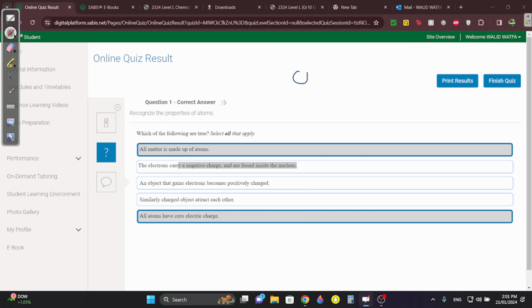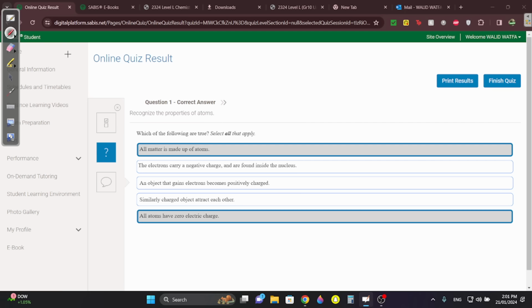This is an atom. This is the nucleus over here. The nucleus has protons and neutrons. Neutrons don't carry a charge. Then around that, you have the electrons around the nucleus. An object that gains electrons becomes positive. Obviously not. Electrons are negative. Similarly charged objects attract each other. No, they repel. All atoms have zero electric charge. Every atom on Earth is naturally neutral.